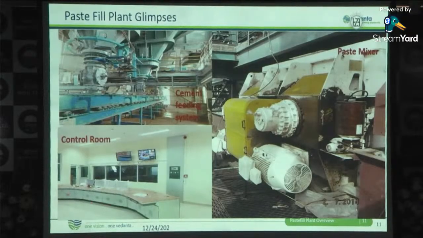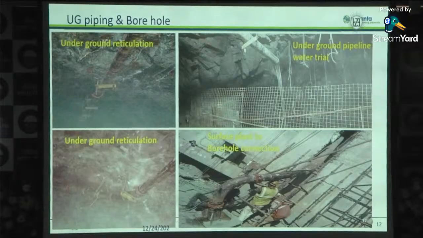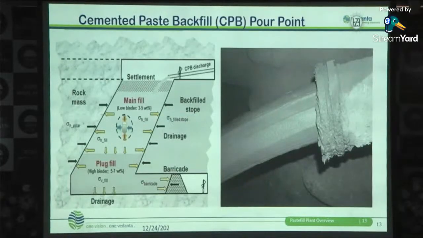We have one control room where all the data, the moisture content, we are maintaining. So this is a photo of the control room, and this is the photo of the underground reticulation system. You can see that kind of pipe. This is the paste which is going inside the open stope. So it is the underground reticulation system that I have shown you. This is one example of a stope, how we are filling. So it was the stope, and this is the blasting boundary.